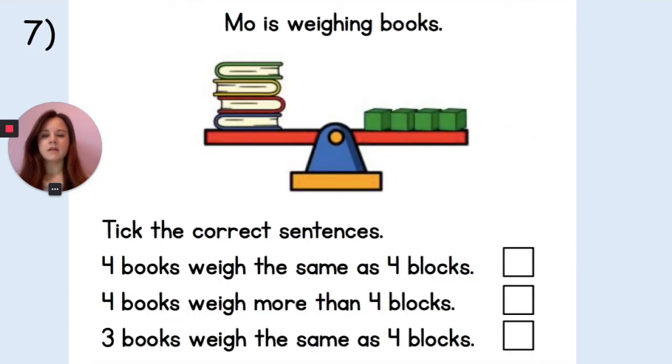Question number 7. Mo is weighing books. Tick the correct sentences. 4 books weigh the same as 4 blocks. 4 books weigh more than 4 blocks. 3 books weigh the same as 4 blocks. So here we have 4 books and here we have 4 blocks. Look at the sentences and tick the ones that are correct.